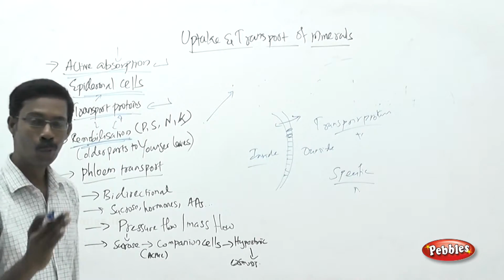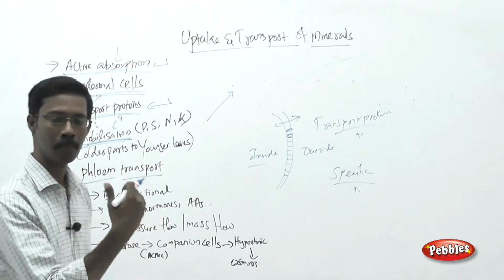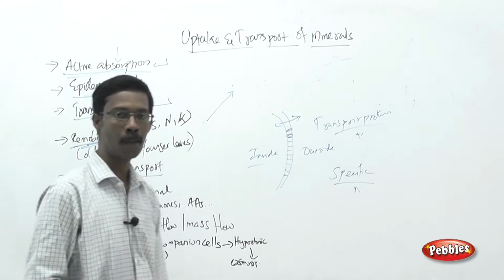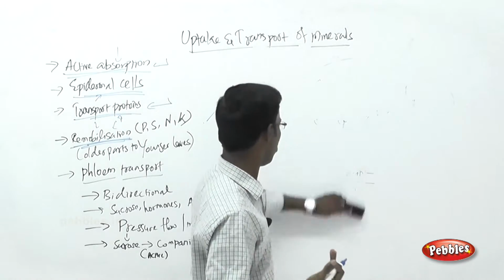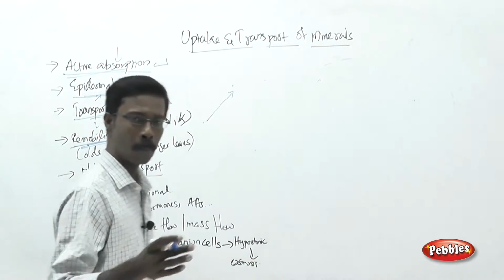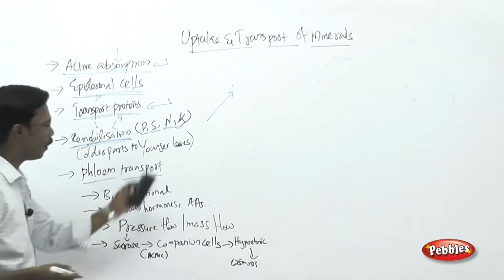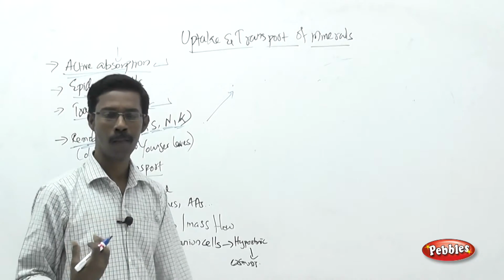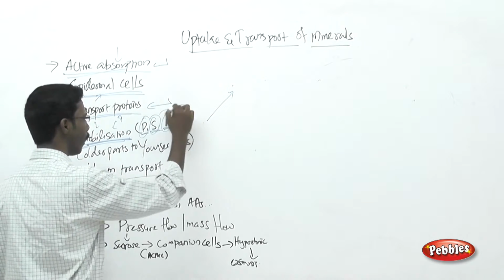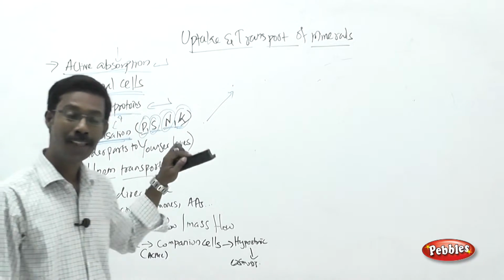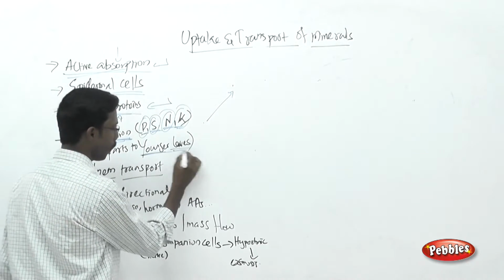Remobilization means the usage of the particular minerals from old senescent leaves or old senescent parts for the younger parts of the plant. For example, if some old leaves are going to be shed from the plant, what will happen? The minerals from the old part, normally the major minerals that enter the remobilization stage, are phosphorus, sulfur, nitrogen and potassium. These major minerals normally will be remobilized to the younger parts of the same plant.